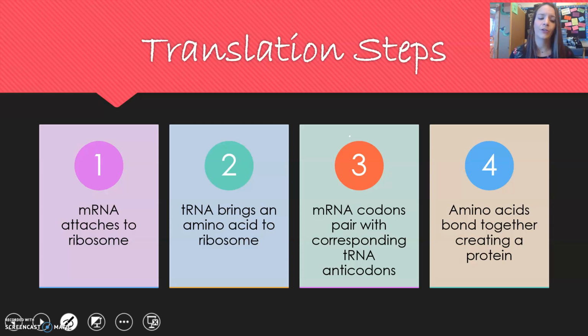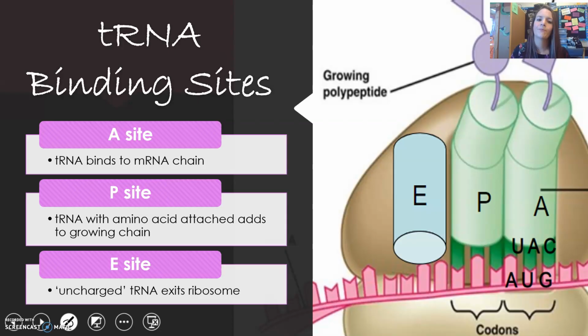So here, to break it down a little more then, are your steps of translation. So first, the mRNA is going to attach to the ribosome. The tRNA brings your amino acid. The mRNA and the tRNA, they pair together, kind of like train cars on a train track. And then those amino acids are going to bond together, creating a protein. Pretty easy, right? Oh, but we got to talk about those sites.